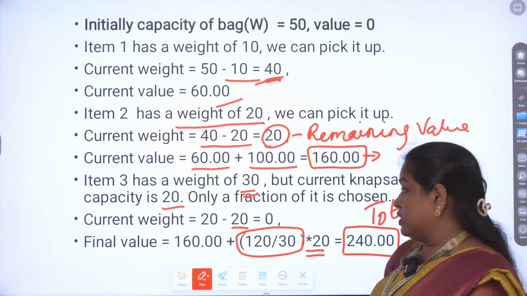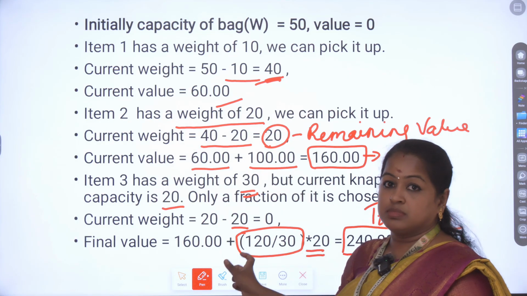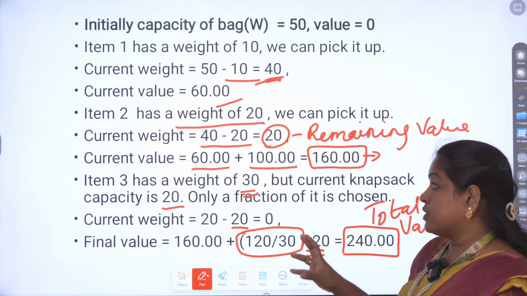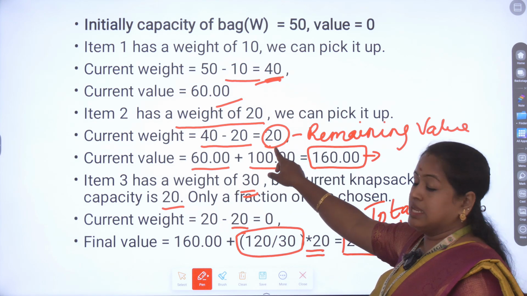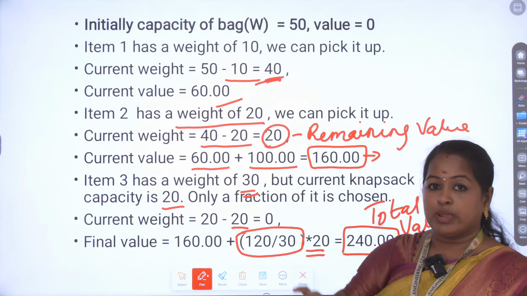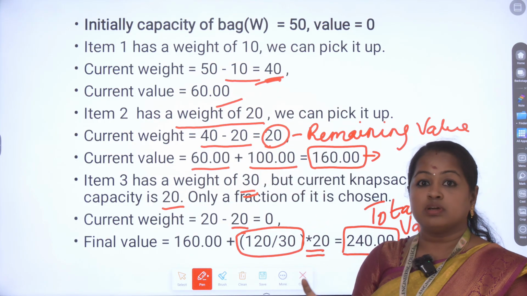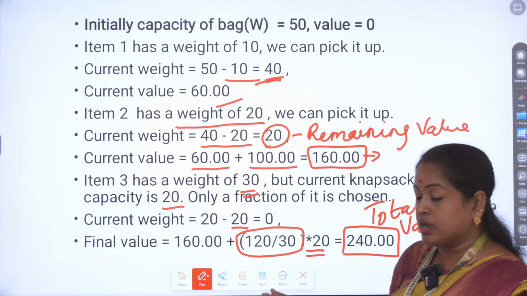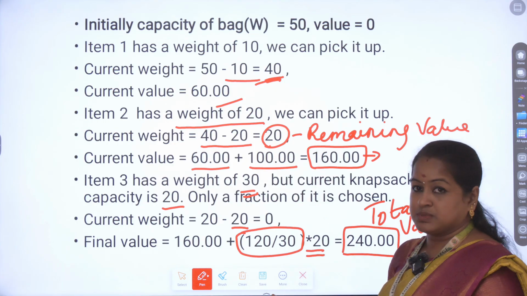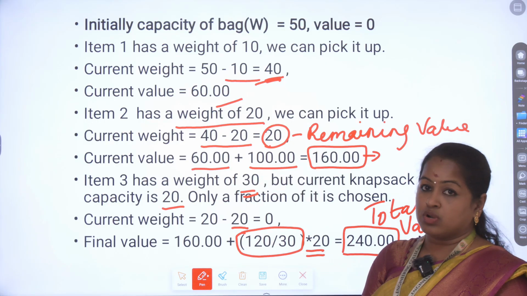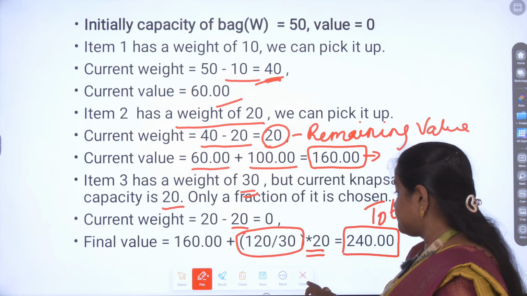So now only 1/3 of item 3 has been taken. We cannot take the entire item 3 because we don't have the weight. We have only a weight of 20, so we are taking only a fraction of item 3 into our bag. So this is the knapsack problem. We have to pick the items according to our capacity.